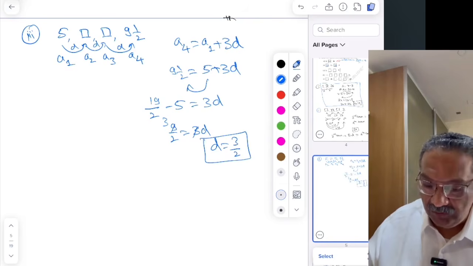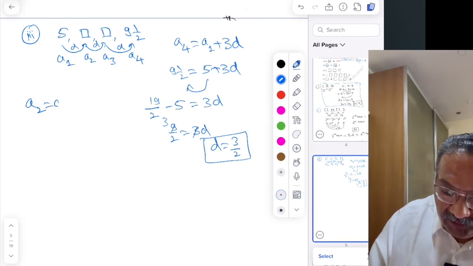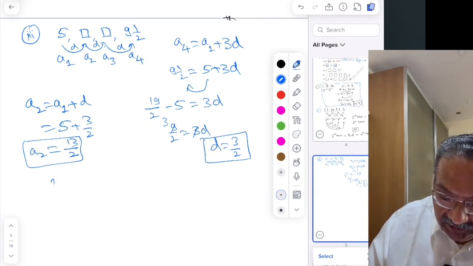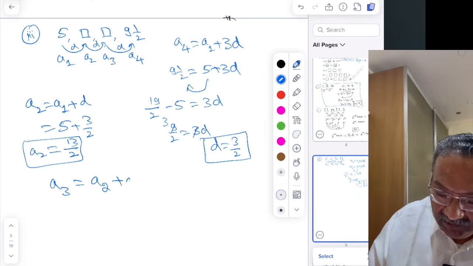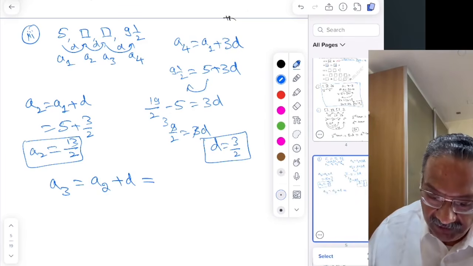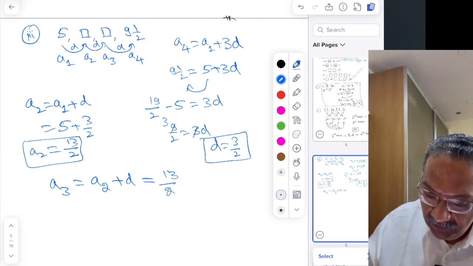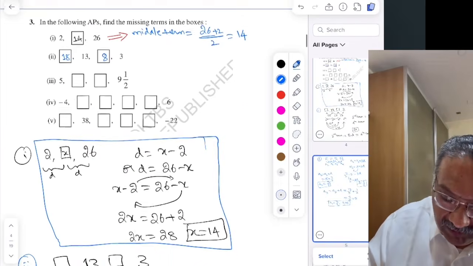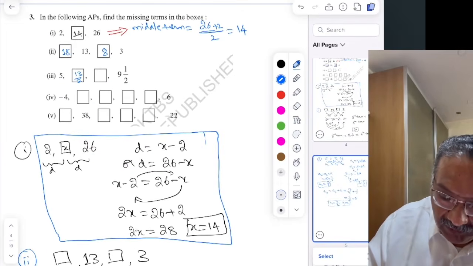Once we know the common difference 3 by 2, what does a2 become? a2 is equal to a1 plus d. a1 is 5 plus 3 by 2. So the second term will be 13 by 2. In the same way, do a3. a3 is equal to a2 plus d. We have a2 as 13 by 2, plus the common difference 3 by 2, is equal to 16 by 2, which is 8. So a2 is 13 by 2 and a3 is 8. So the answer is 13 by 2 and 8.